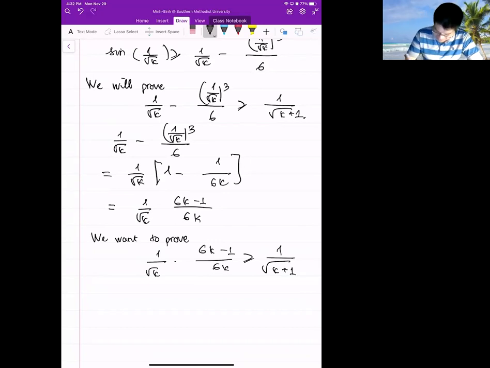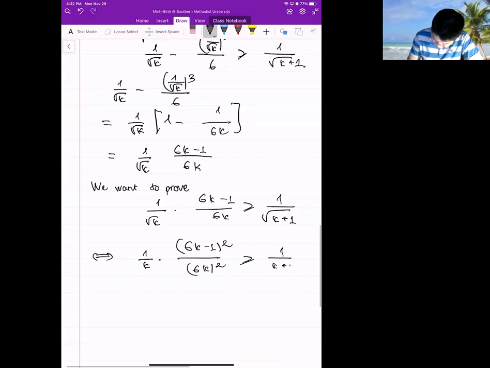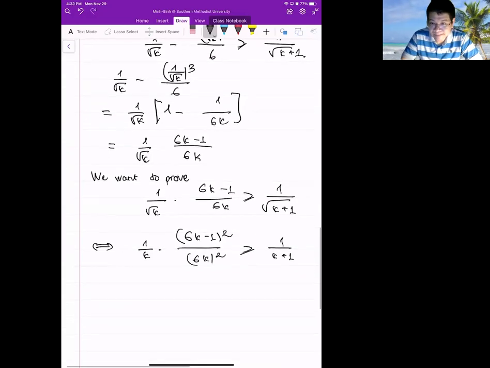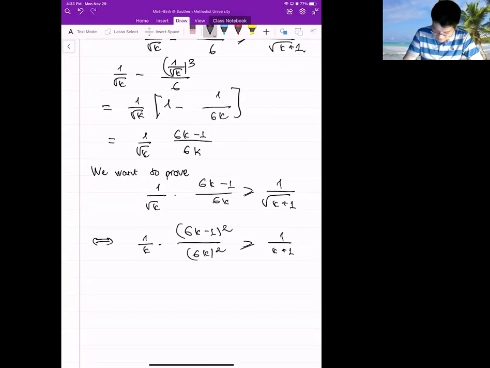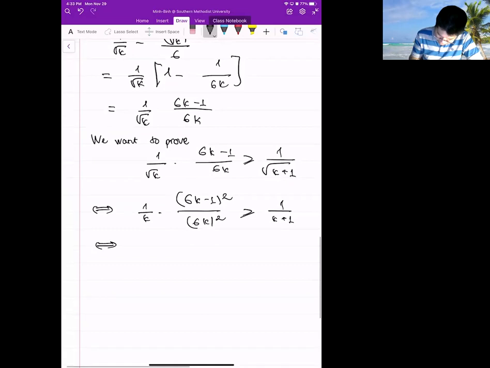Now, this is equivalent to the fact that 1 over k times (6k minus 1) squared over 6k squared is bigger than 1 over k plus 1. Which means that this is equivalent to k plus 1 times (6k minus 1) squared is bigger than 36k cubed.